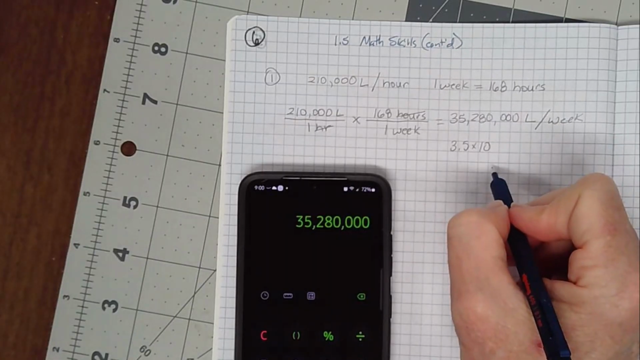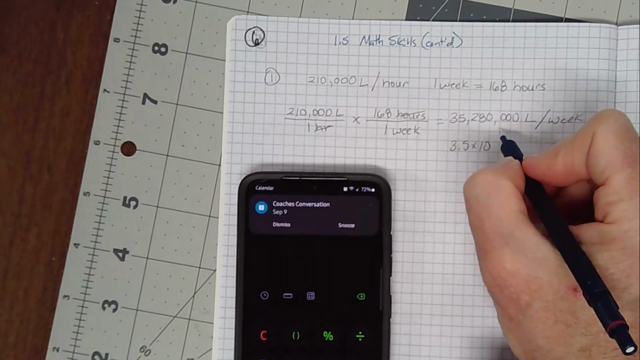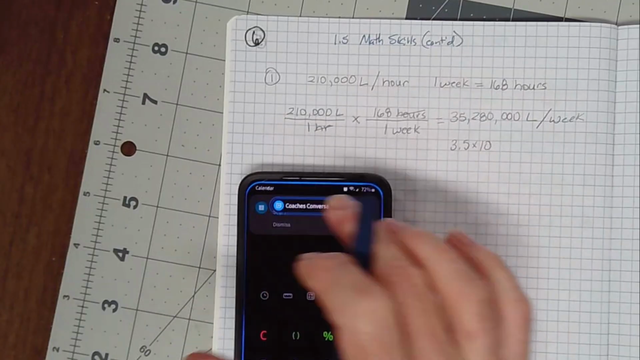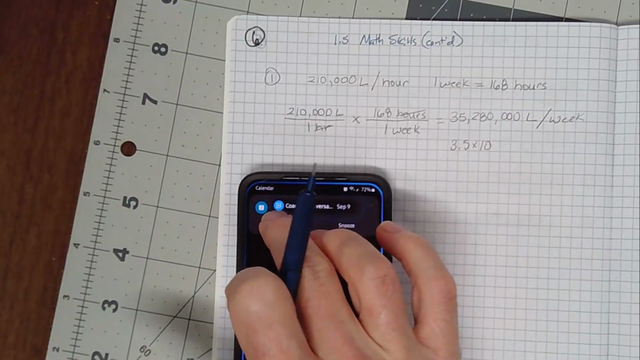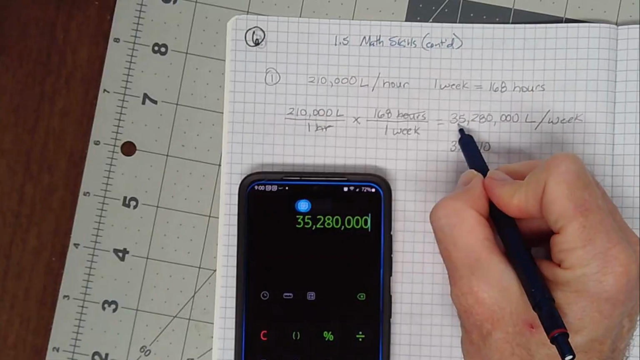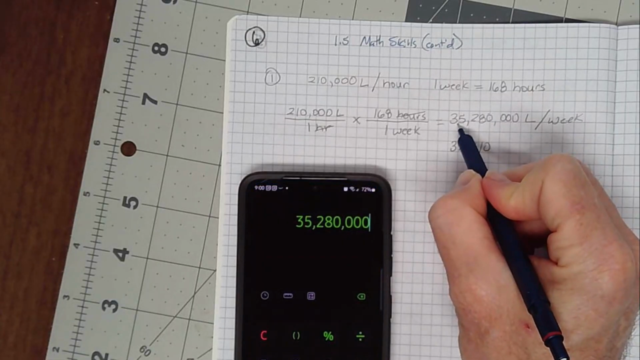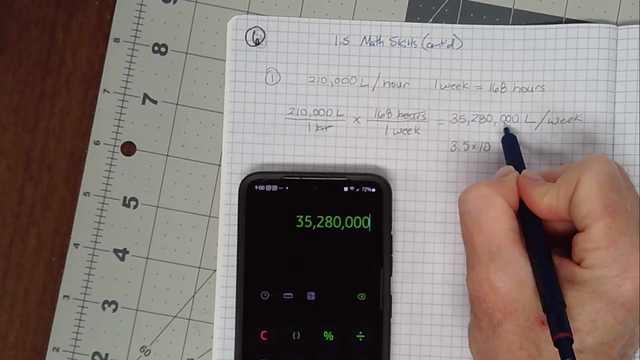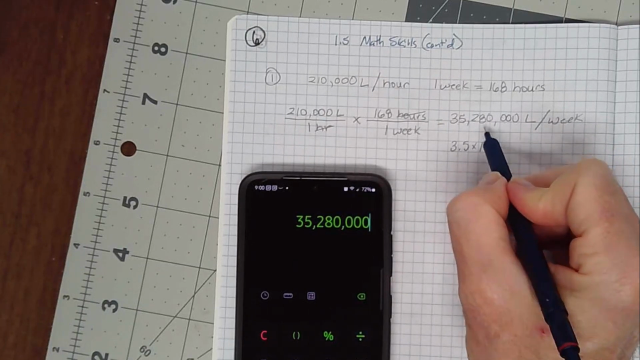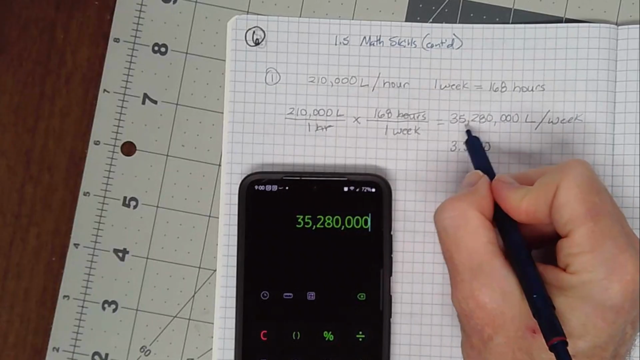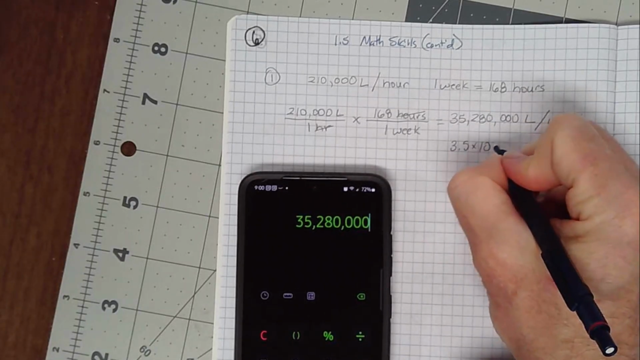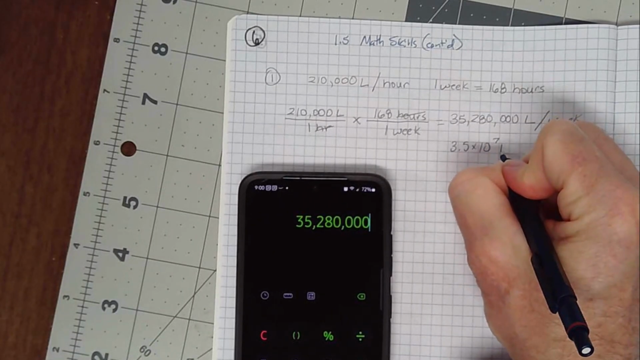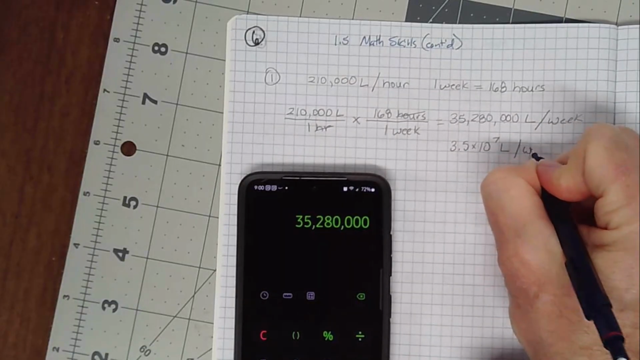And then I'm multiplying it times the power of 10. And so I've got to figure out what the power of 10 is. And that power of 10 is found by how many places I move the decimal point. So I have to move it 1, 2, 3, 4, 5, 6, 7. So it's 3.5 times 10 to the 7th liters per week.